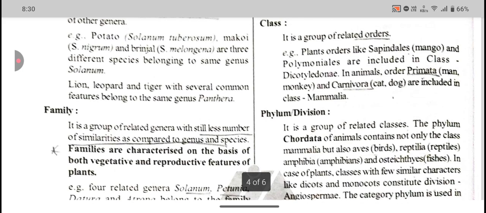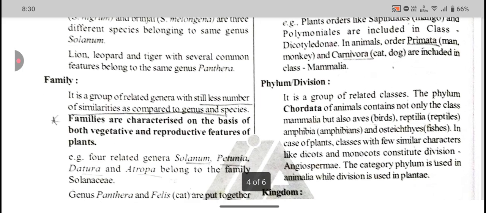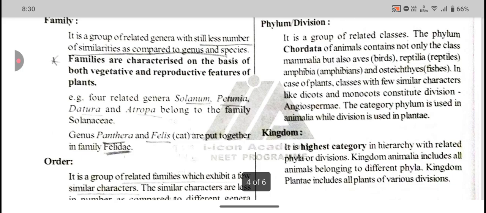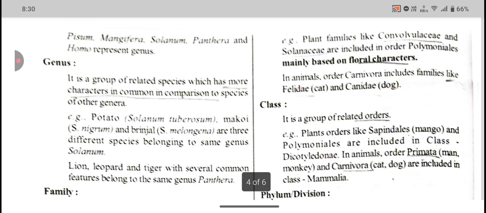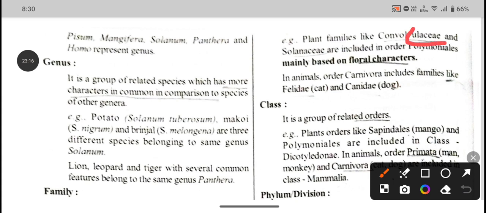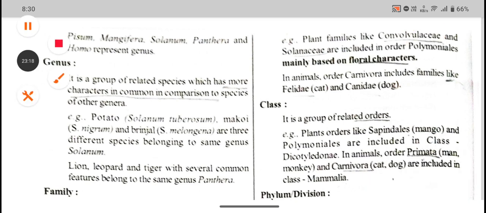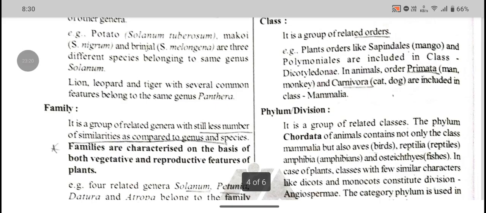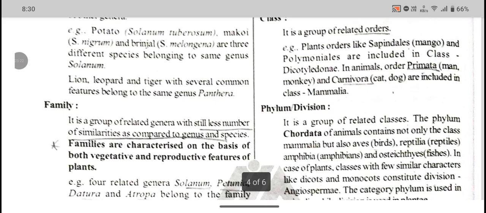If you observe here, the names of families always end with the suffix aceae, which means family. So class is a group of related orders. Plant orders like Sapindales and Polemoniales are included in the class Dicotyledonae. In animals, orders Primata and Carnivora are included in the class Mammalia.